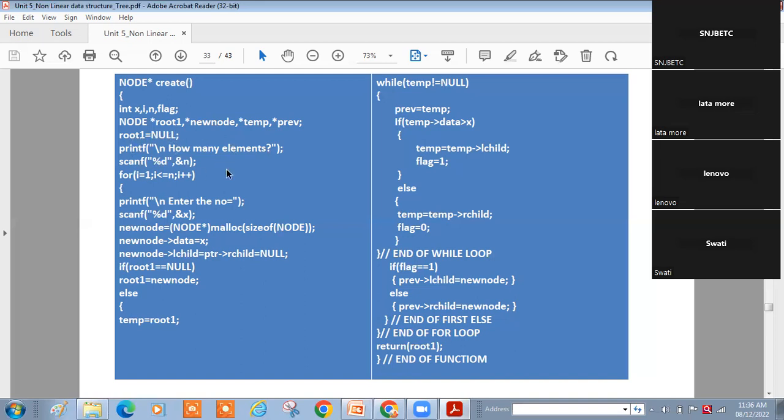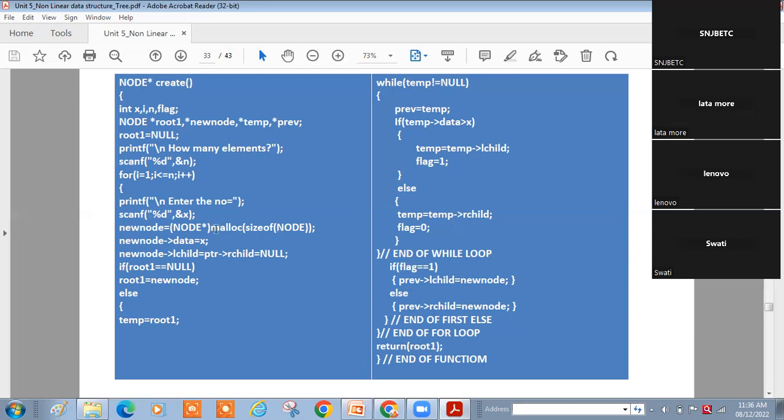After this, initially I have said that root is equal to 1. And then the number of elements that I have entered, that value I have to give. Now I have to move the loop, so whatever number of elements I have will move in this particular loop, according to the number of elements I have created. Initially I have to create a node. As I told you, this is a linked data structure, and in a linked data structure we have to provide memory dynamically.